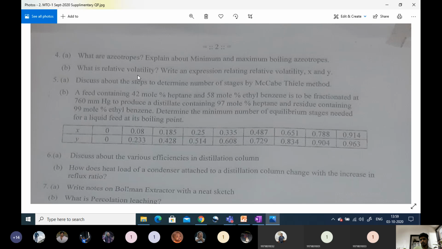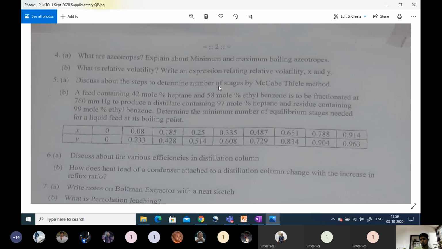Relative volatility, you need to define: the ratio of the composition in liquid phase to the composition in vapor phase is nothing but relative volatility. And the expression, y is equal to alpha x by 1 plus (alpha minus 1) into x. That equation you have to write and explain each and every term. One derivation will be there, y is equal to alpha x by 1 plus (alpha minus 1) into x. The derivation we already did.